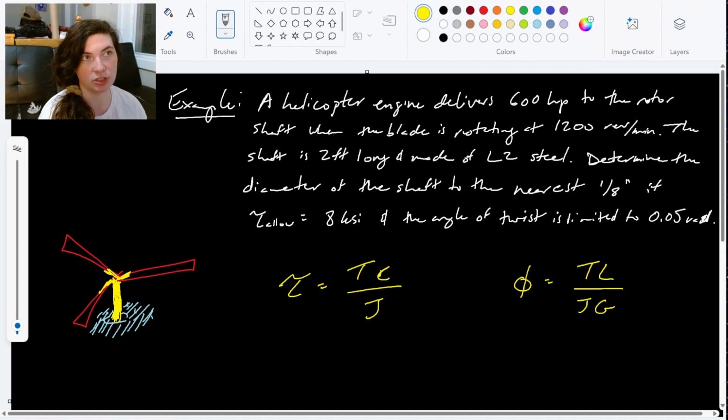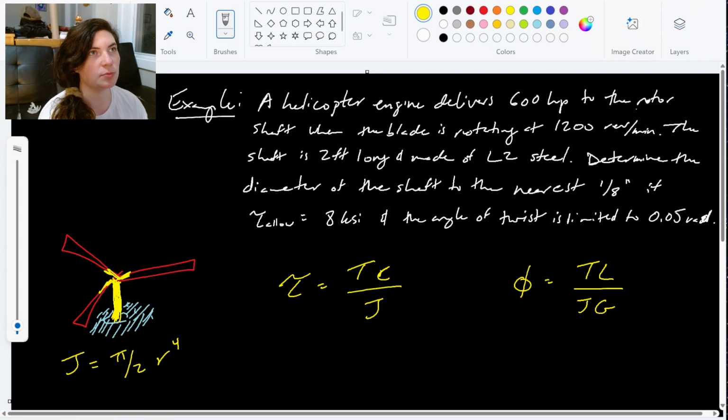Because both of these equations have this polar moment of inertia, which is inherently based on the radius, both of them will have different answers because they are two different equations. They are two different limiting factors here. Allowable shear stress of 8 ksi, and angle of twist limited to 0.05 radians. So we're going to need to check both cases to see which one is the limiting factor that's going to give us the diameter of our shaft.